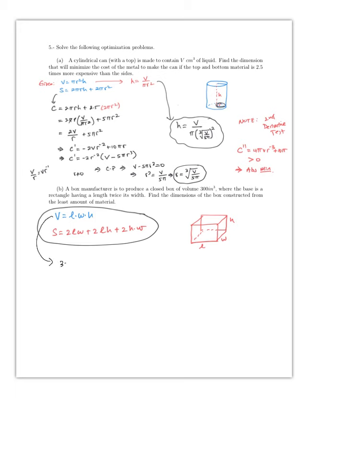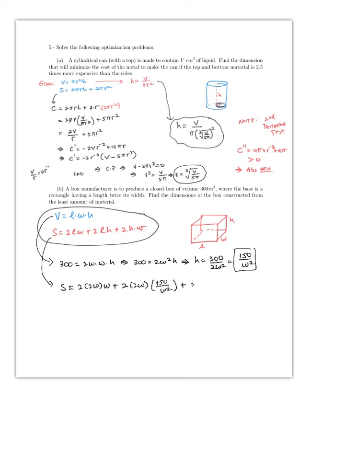So therefore, from here you have 300 is equal to 2W times W times H. That means that 300 is equal to 2W squared H, or that H is equal to 300 divided by 2W squared, or equal to 150 over W squared. Also from here, the surface area is going to be 2 times 2W times W plus 2W times H, but now H is 150 over W squared, and then 2H, which is 2 times 150 over W squared times W.